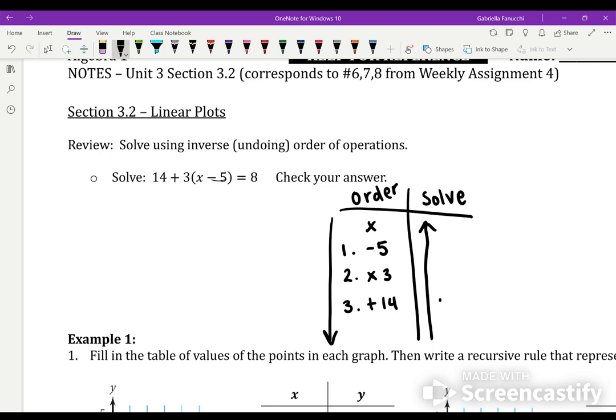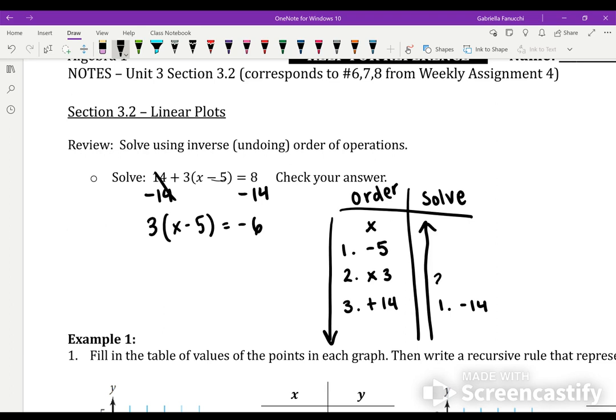So the first thing we do, we go from top to bottom. We're going to do the inverse operation, the undoing, the opposite operation. So instead of adding 14, we're going to subtract 14. So go ahead and subtract 14 from both sides of the equal sign. So we have 3 times x minus 5 is equal to negative 6. And I want to still see you doing both. If you're doing the table, you need to make sure you're showing your work. You don't have to do the table, but do the table if it helps.